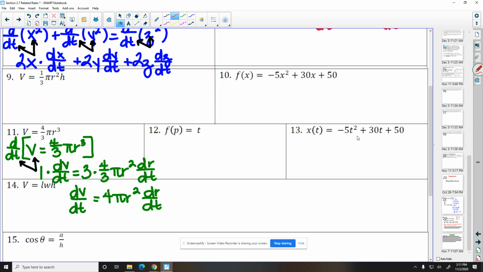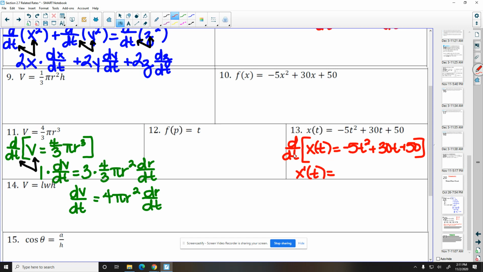All right, now let's do one more and then we'll be done. This over here, number 13, this is interesting because I'm asking you to take the derivative with respect to t, and this equation does have t's in it. So let me show you how that looks. So take the derivative of x, x of t, I would just call that x prime of t.